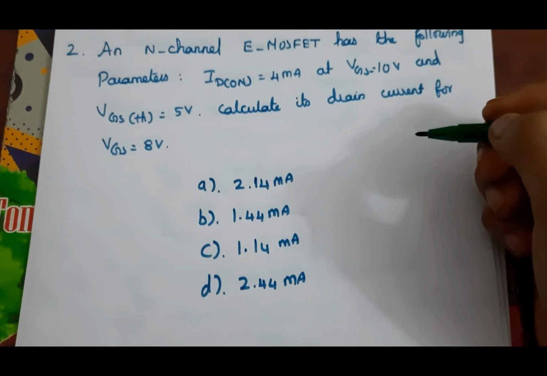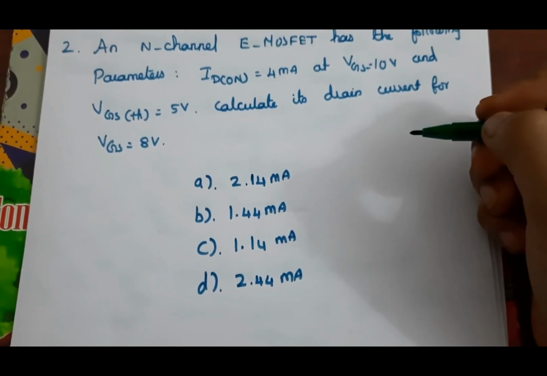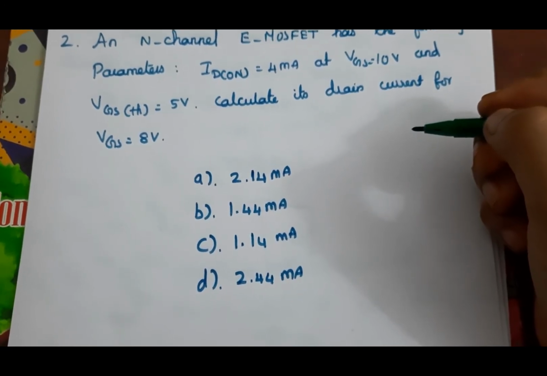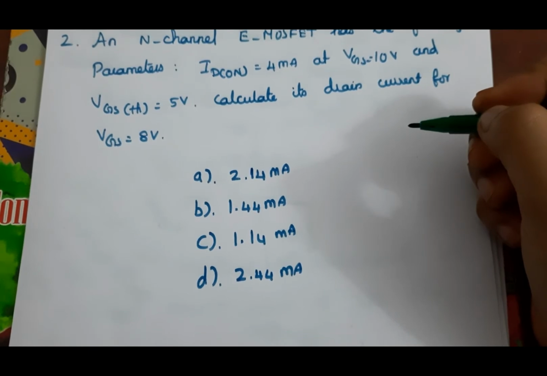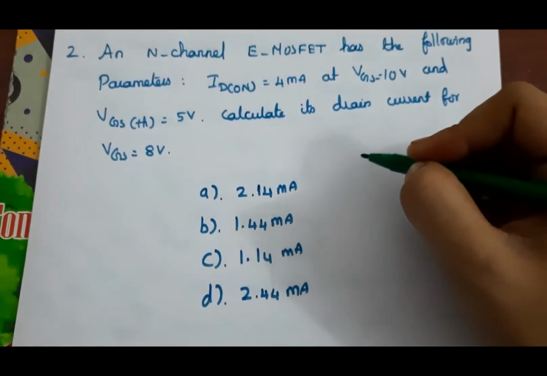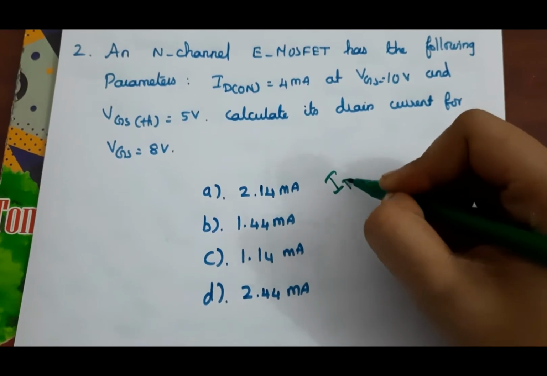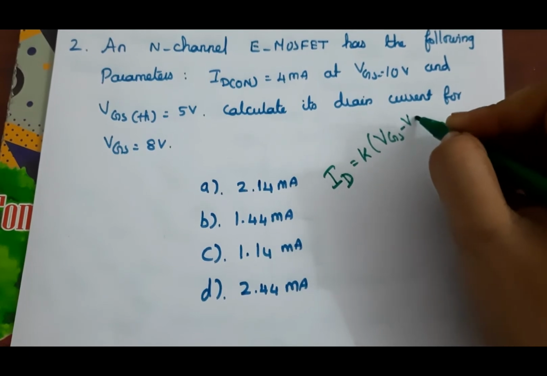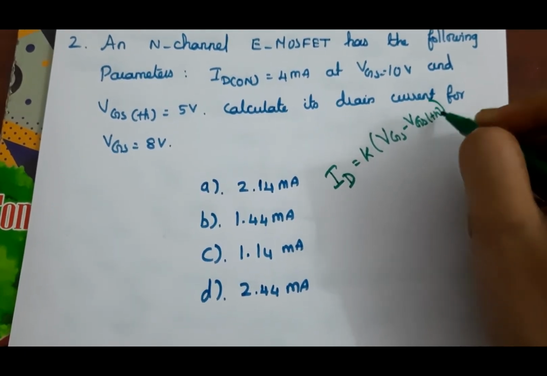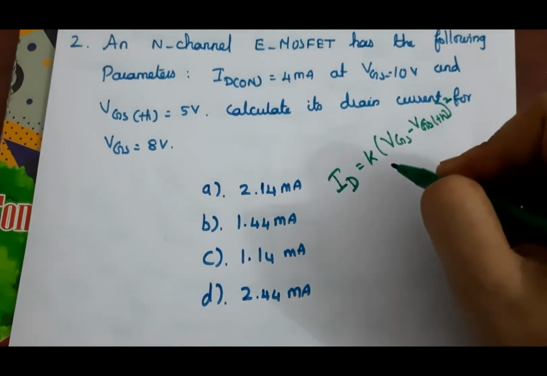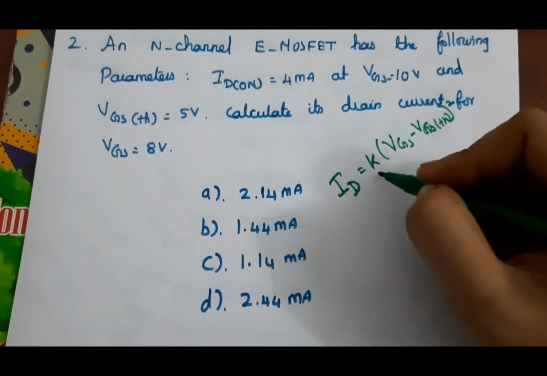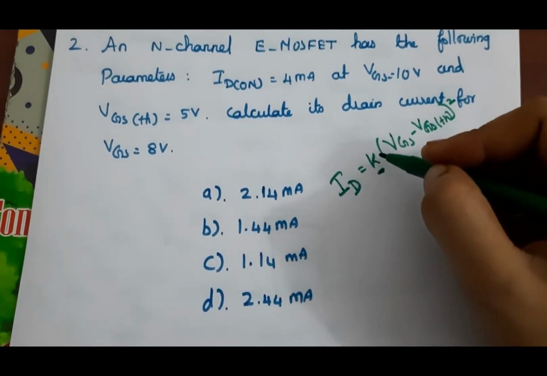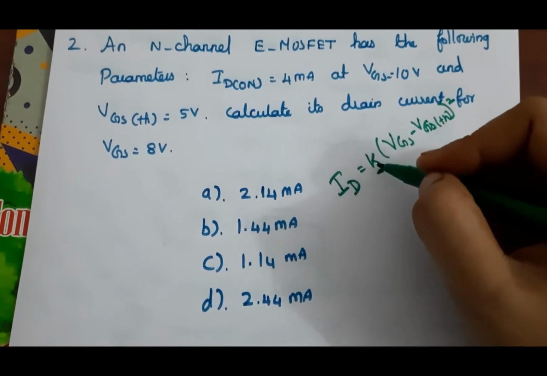Second question, an N-channel enhancement MOSFET has the following parameters: ID on is equal to 4 milliamps at VGS is equal to 10 volt and VGS threshold is equal to 5 volt. Calculate its drain current for VGS is equal to 8 volt. So first, the formula for finding this ID is equal to K into VGS minus VGS threshold voltage, the whole square, and this is the equation for finding the current. And this K value is common for all VGS values. So first our step here is we have to find this K value.